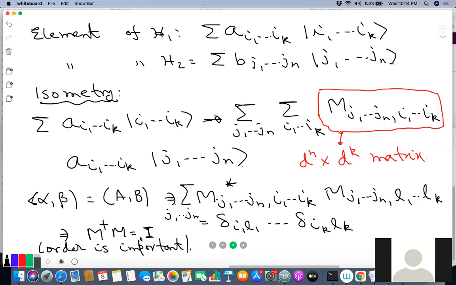M M dagger is also identity, but of different dimension, right? No, M M dagger is not necessarily identity. This equation doesn't tell us that M M dagger is identity, because the map is asymmetric, right? It's a map from the smaller Hilbert space to the bigger Hilbert space. So M M dagger is not necessarily identity.